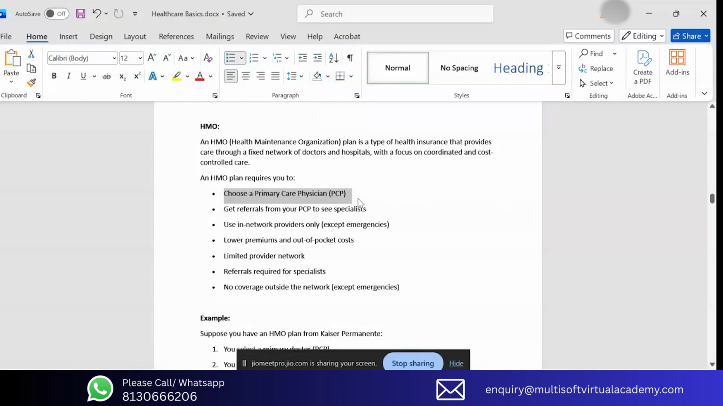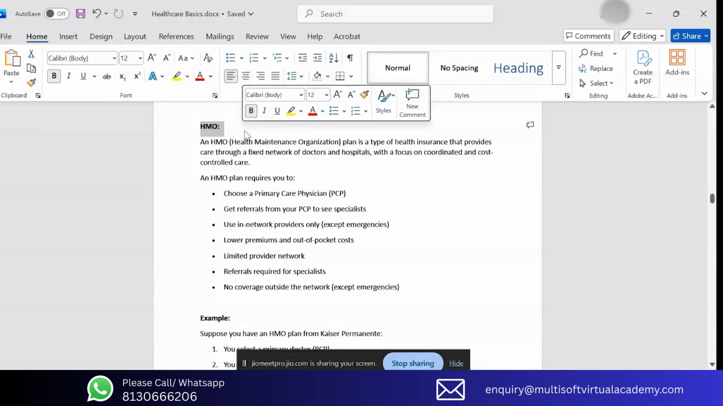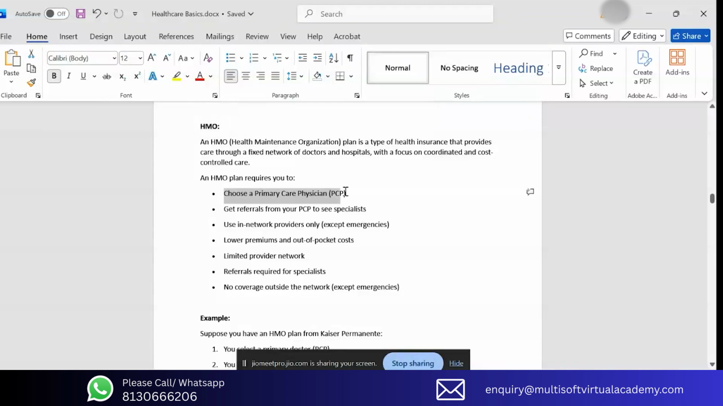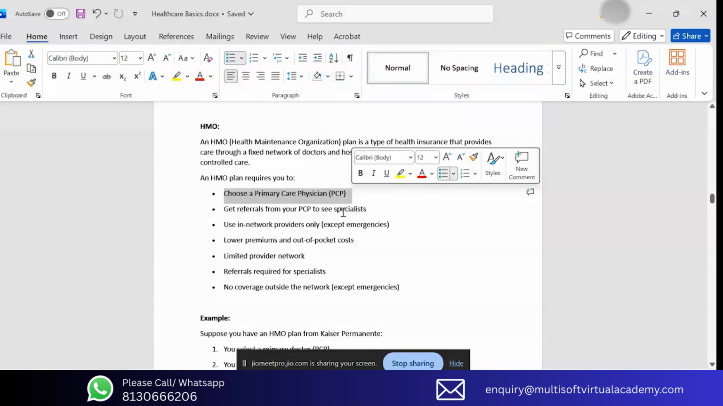First, a PCP will be there. Suppose, let's say, you have some knee problem, and you know that you need to go to an ortho doctor for that. But if you are enrolled with an HMO plan, you cannot go to a specialist directly. You should go to a PCP provider. Via the PCP provider, he will redirect you to the specialist. Only then can you go to the ortho provider and get the treatment done.